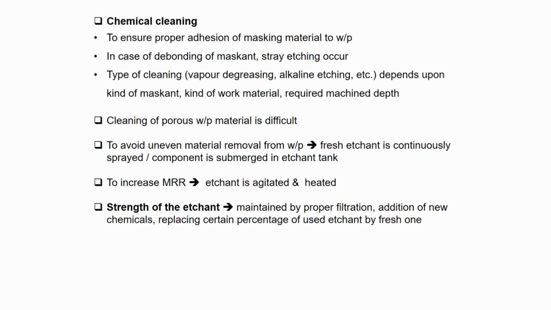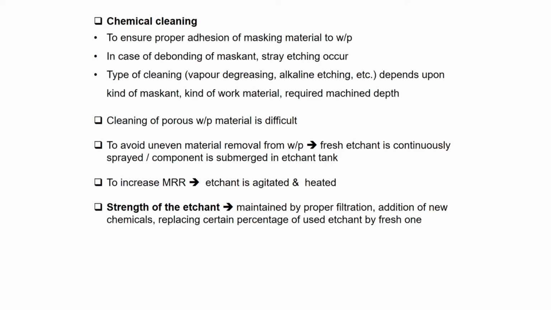Sometimes it is chemically cleaned also. Initially the workpiece may be cleaned by alkaline cleaning, or it may be cleaned by water. Sometimes it is cleaned by chemical cleaning to ensure proper adhesion of the masking material with the workpiece surface. In case of debonding of the maskant, stray etching will occur. Already we have discussed this. There are different types of cleaning.